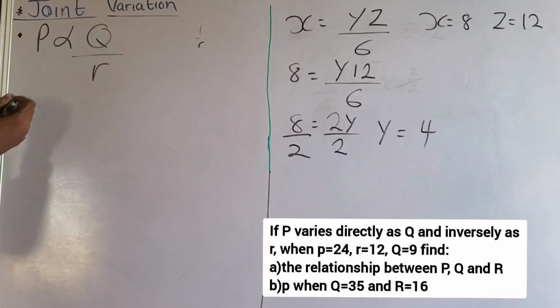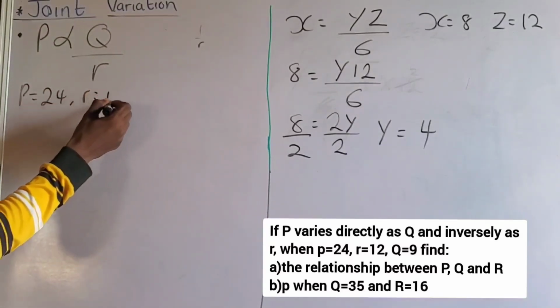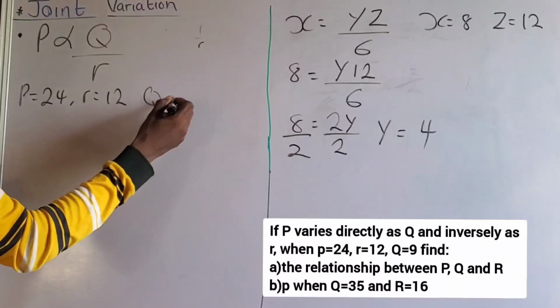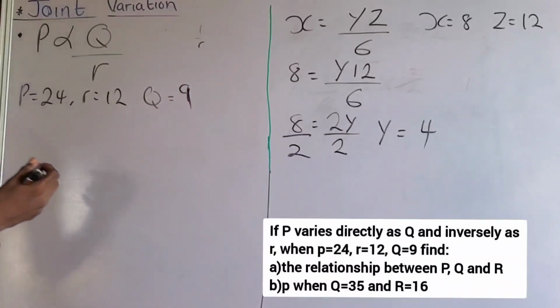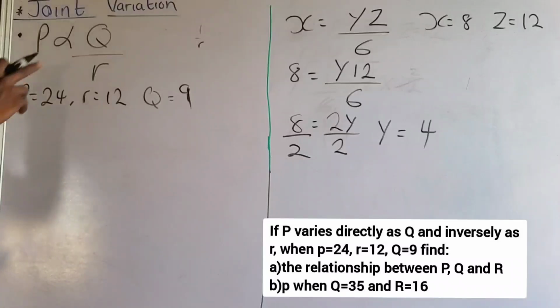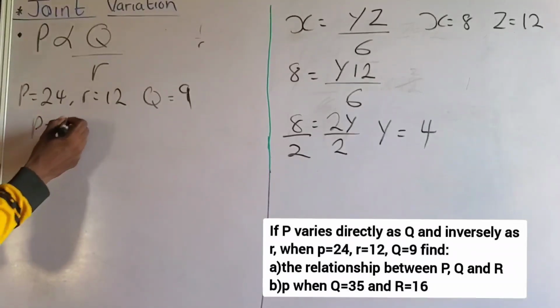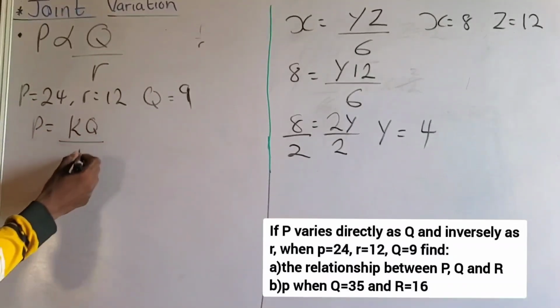When P equals 24, R equals 12 and Q equals 9. Now we are asked to find the relationship between P, Q, and R, and to find P when Q equals 35 and R equals 16. To get the relationship, the first step is to change the variation sign to an equals sign. So I'm going to have P equals KQ all over R.